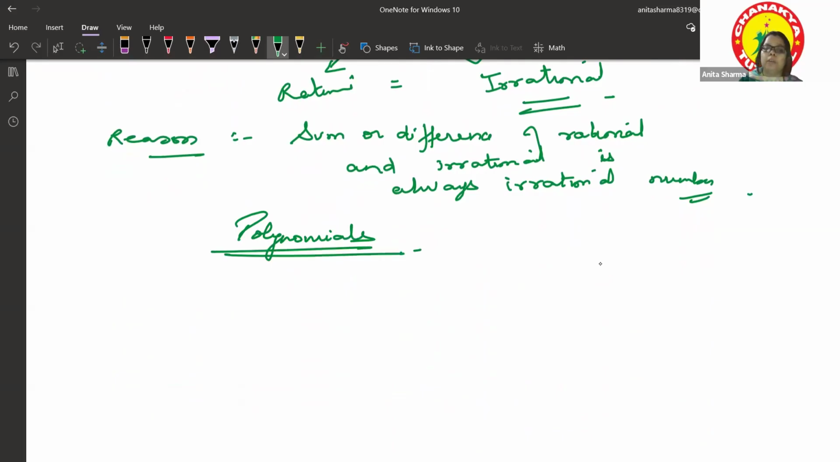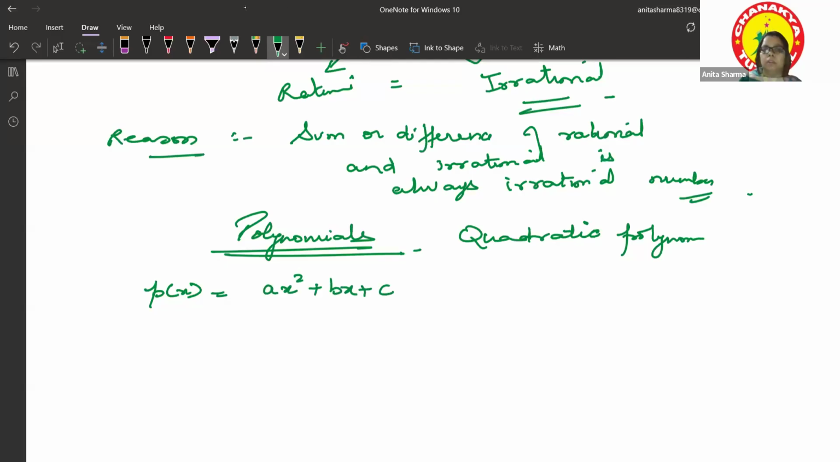So in polynomials, first of all, we have to practice only quadratic polynomials. Cubic are not in the syllabus. Fine. So a quadratic polynomial is ax square plus bx plus c. Take care of this thing: never put it equal to 0, because if you put it equal to 0, then it will become an equation, right?